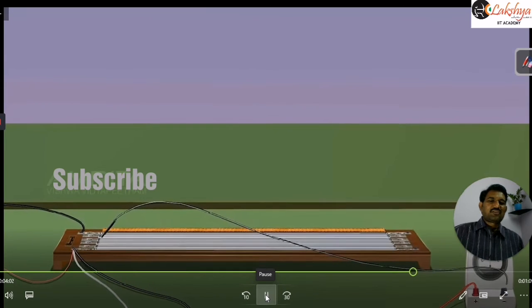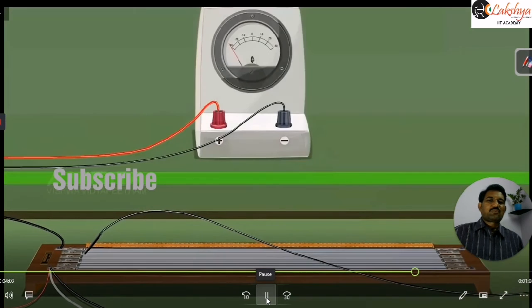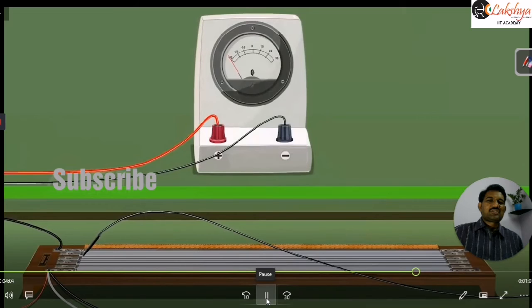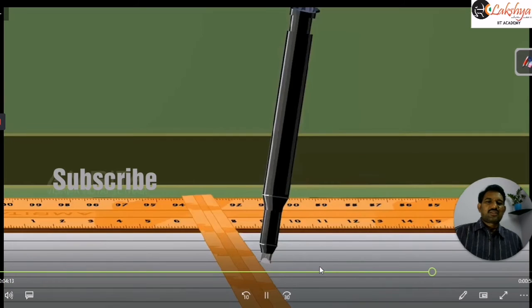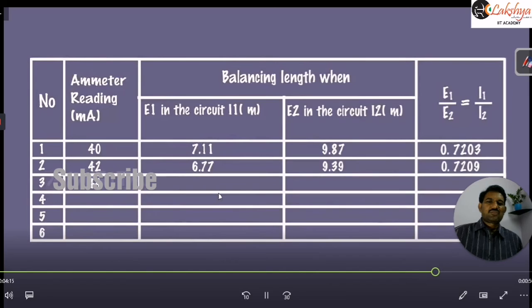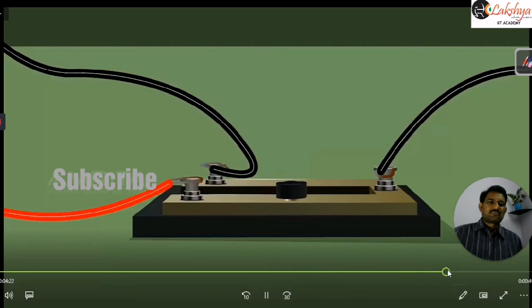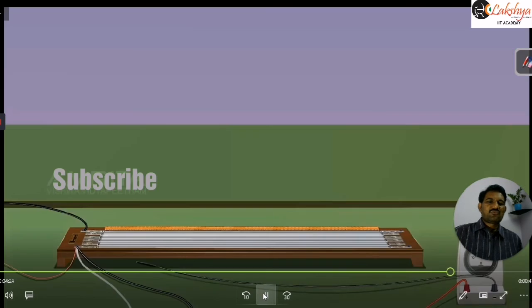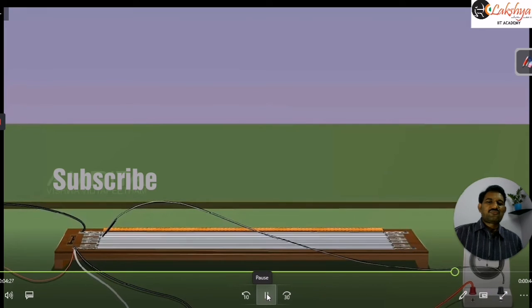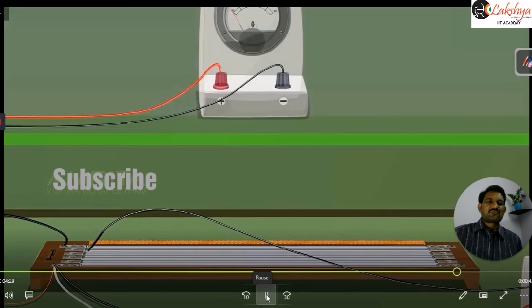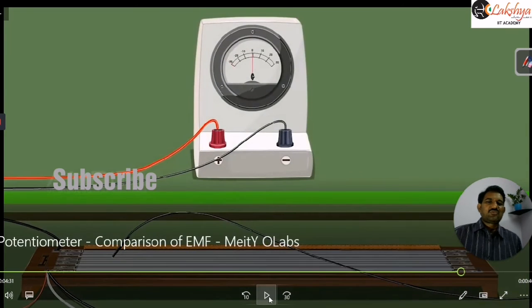This is the general procedure. Again for another current we find the E1 and E2 values, and finally we find the average values. So it is a comparison of the EMF of the cells. Comparison of the EMF of the cells means we need to write that E1 by E2 is equal to L1 by L2 values here.